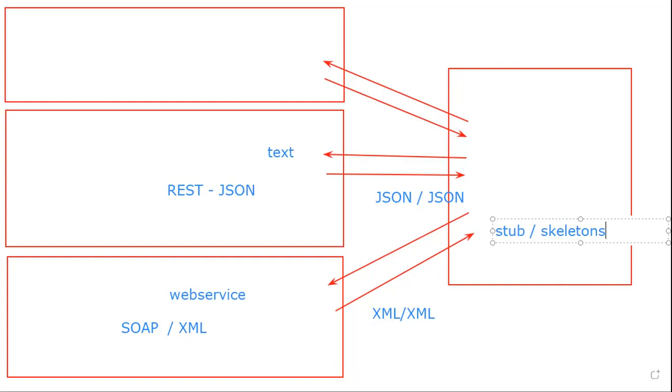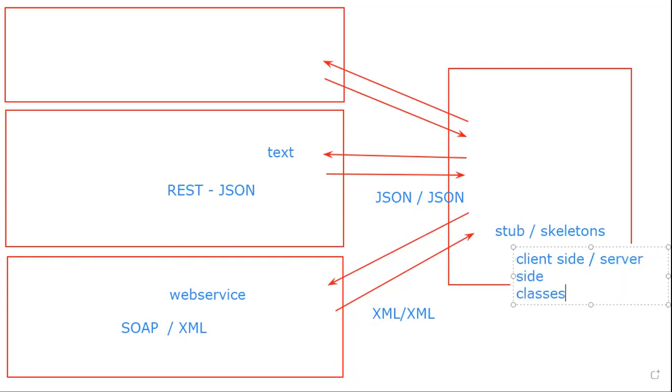So WSDL means the API is written in web service. 100% you can confirm. So if someone is giving you a WSDL, they have written in web service. And calling a web service is not easy. We need a stub and skeleton. These are classes. These are called the client side and server side classes to call web service.